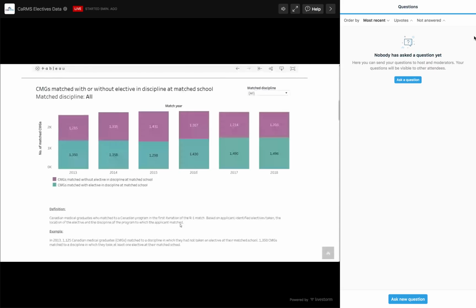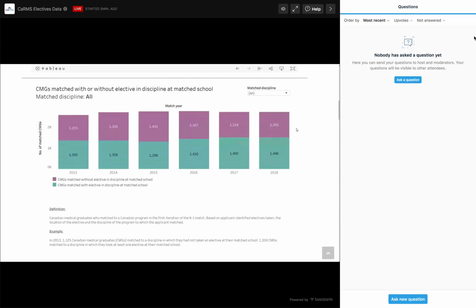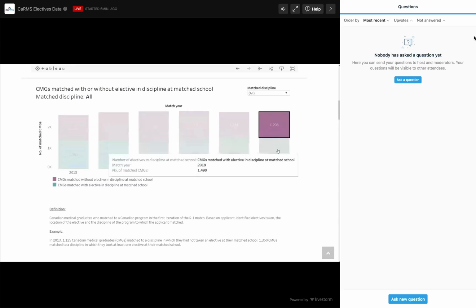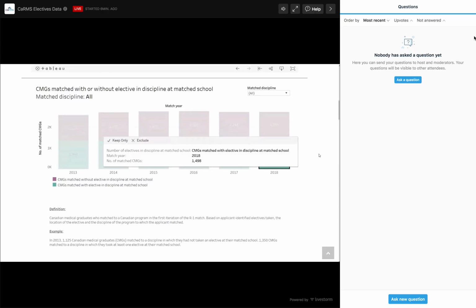Again, we can see in 2018, 1,203 CMGs matched without an elective in the discipline at the matched school, while 1,498 matched with an elective in the discipline at the matched school.